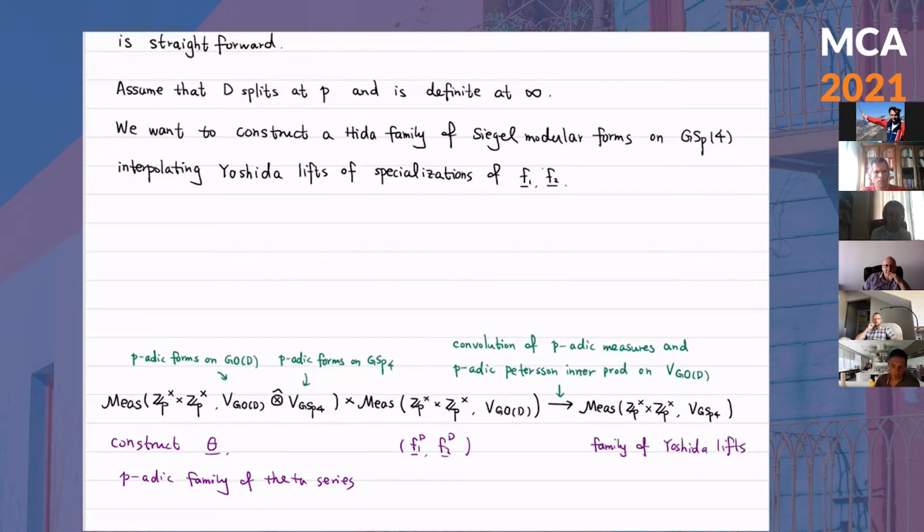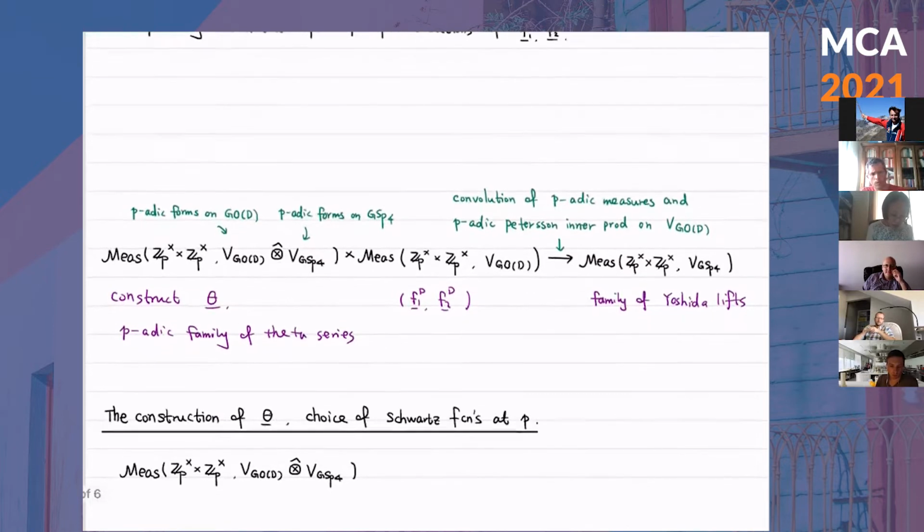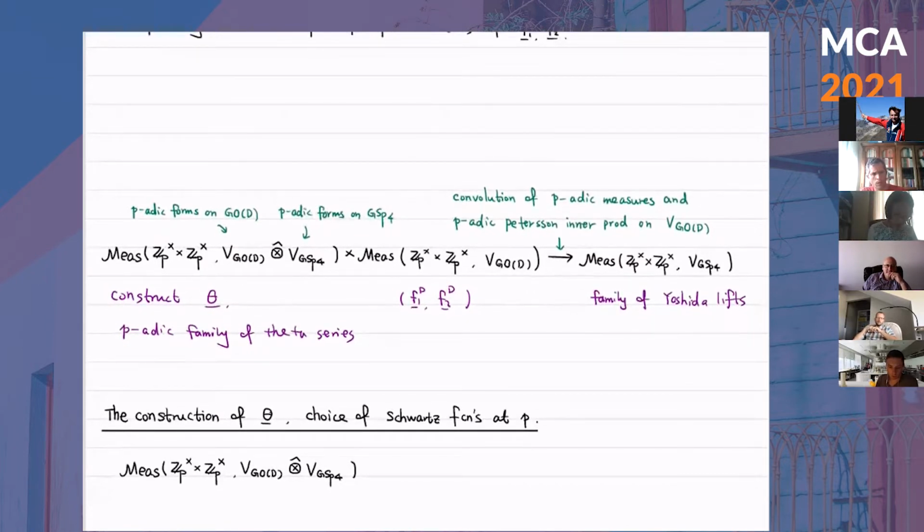Therefore, from this picture, we see that what we need to construct is really something here: to pick Schwartz functions to construct a bunch of theta series and interpolate into a family. Next I'm going to talk about the construction of this family, especially the choice of Schwartz functions at the place p. First I'm going to rewrite this space in another way, so it's more convenient to do p-adic interpolation.